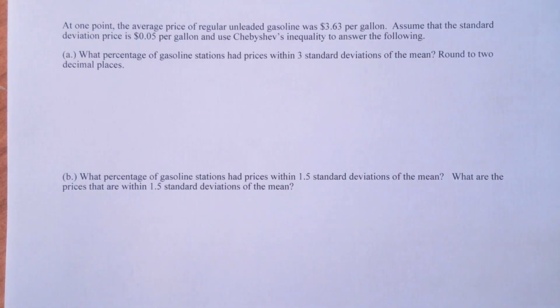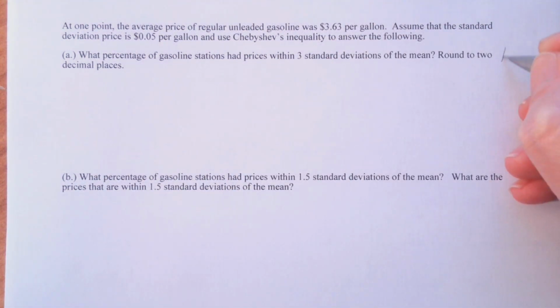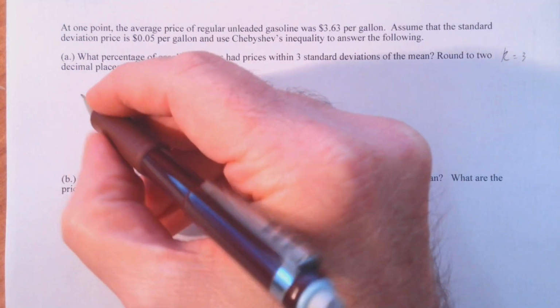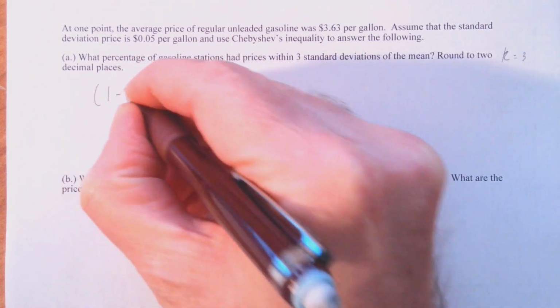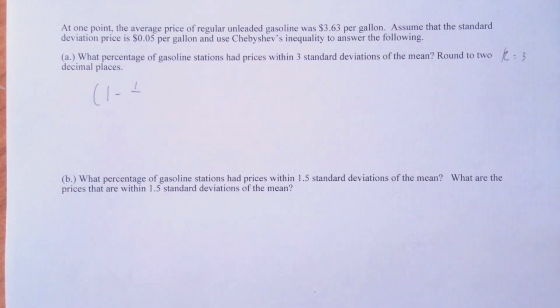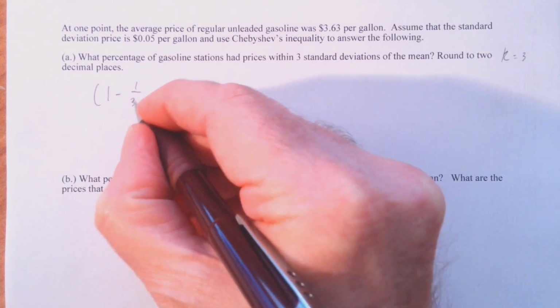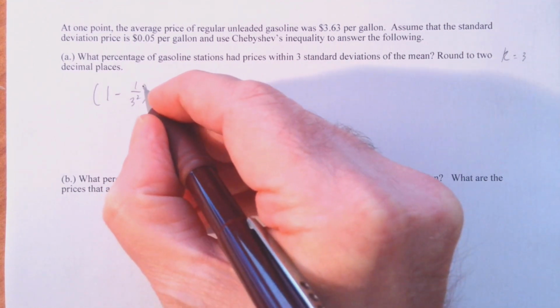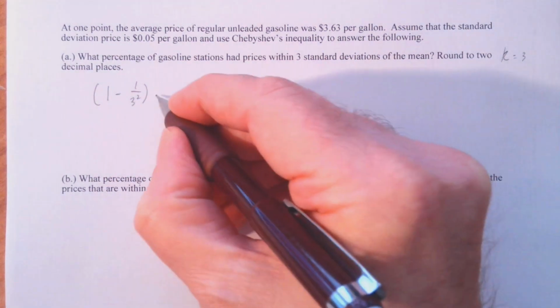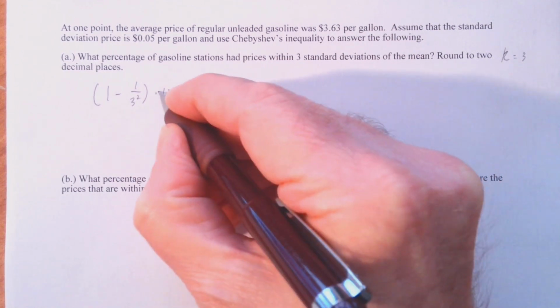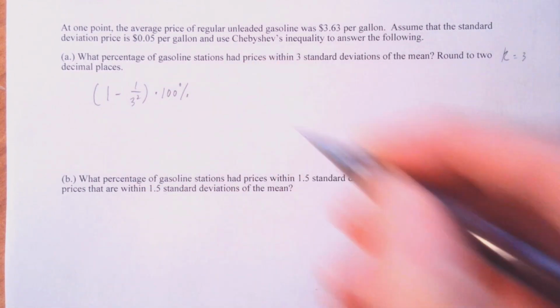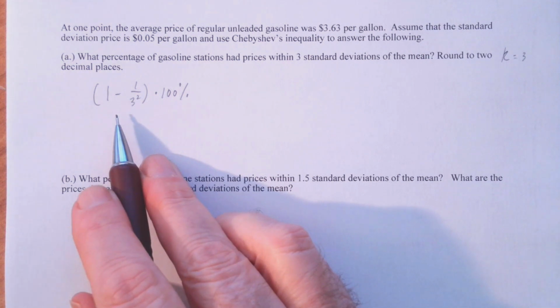So first of all here we have k equal to 3. Remember, k just needs to be greater than 1. So all we need to do is plug in, so we have 1 minus 1 over k squared, and in this case that would be 3 squared. And again, that's times 100%, or you can think of it as we're going to change this decimal number into a percent.